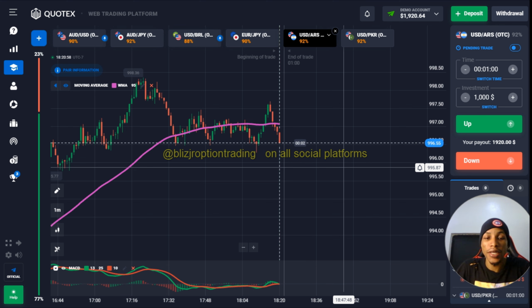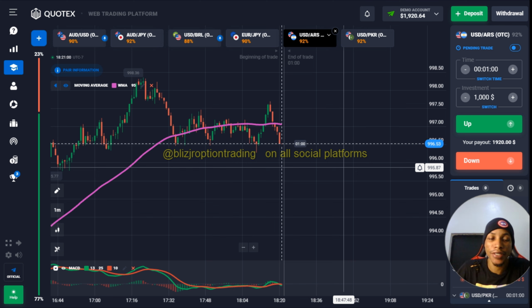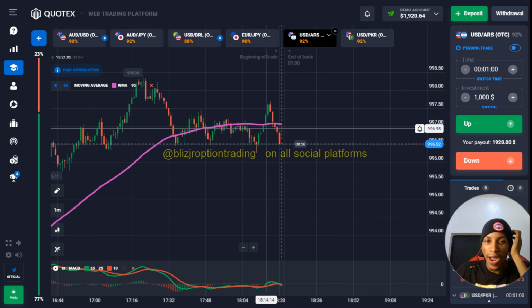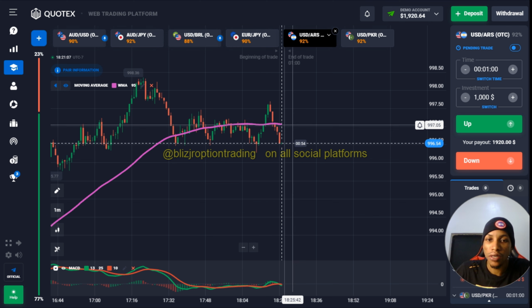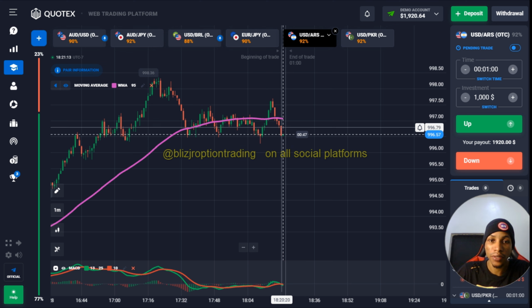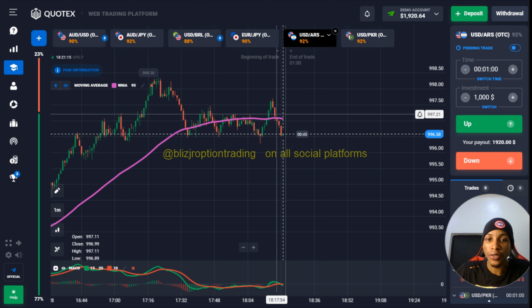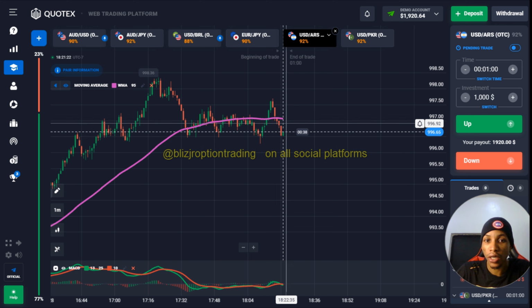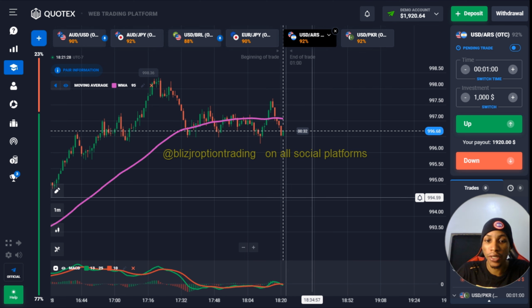Now, the reason why I took this trade is my moving average. I have a signal that the market will be trading downtrend, will be trading down. Now, the red crosses the moving average. So when the red crosses the moving average with some voltage, there's a possibility that the trend will continue downwards.